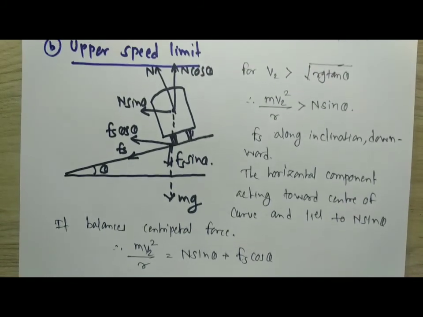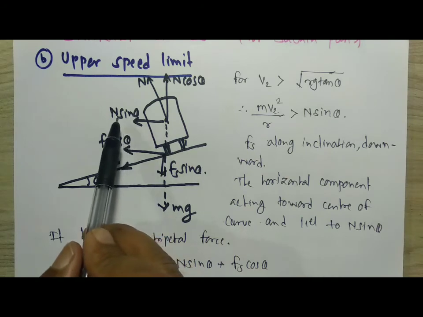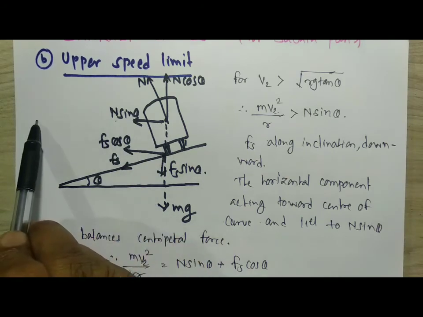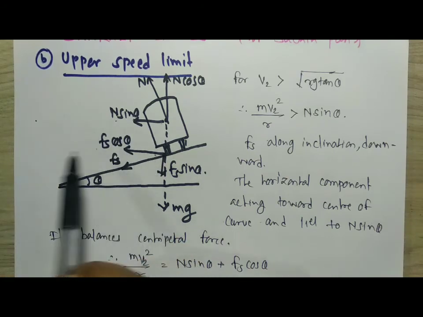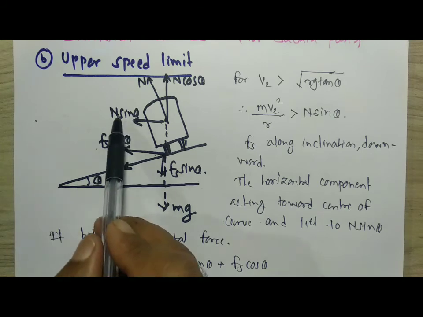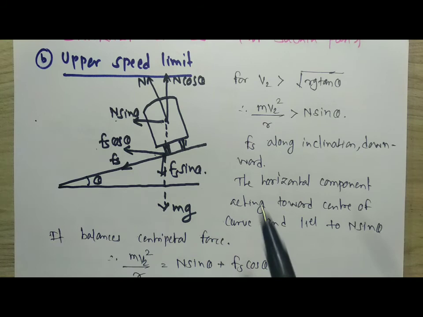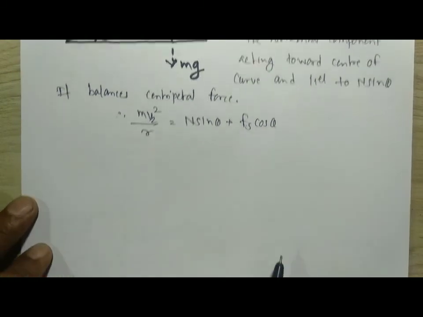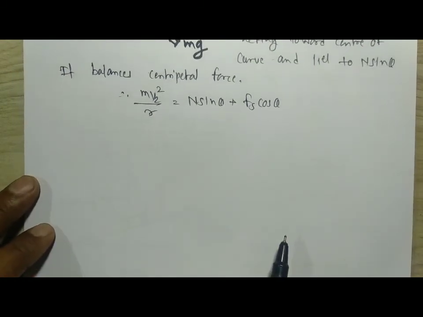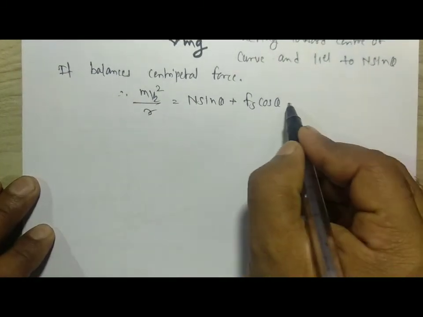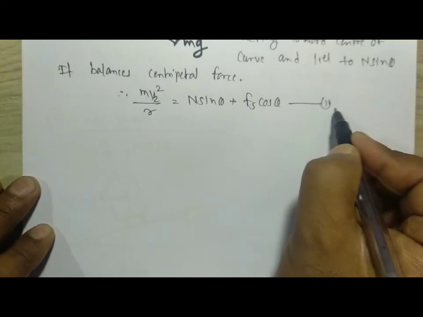What does it mean? First of all, we have to think about n sin theta, which is acting toward the center of the circle. fs cos theta is also acting toward the center of the circle. That means these two forces acting toward the center of the circle balance the centripetal force acting toward the center of the vehicle, and therefore mv2 square divided by r is equal to n sin theta plus fs cos theta. This is equation 1.